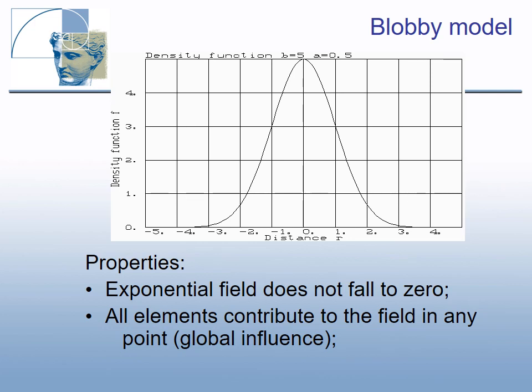The plot of such a scalar field in the blobby model is shown here. It is a function of the distance from a given point to the skeleton point. Distance 0 means the skeleton point, and the field is maximal at this point. Then, the field is decreasing with the distance from a skeleton point. The problem with this function is that it never becomes zero, meaning that each skeleton point has global influence on the shape at any point in space.